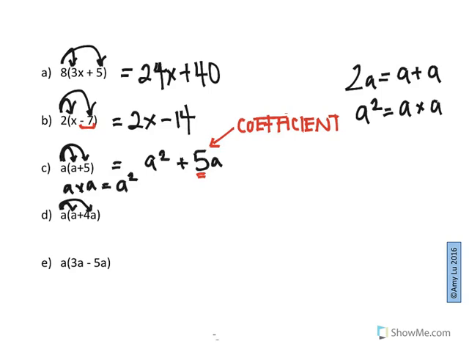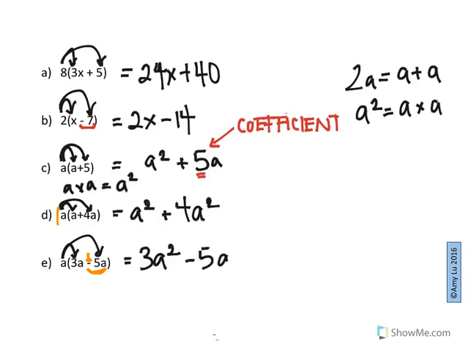Next one, D. A times a plus 4a. So a times a is a squared, like we talked about above, plus a times 4a. Since we pretend that there's a 1 in front of that a, 1 times 4 is just 4, and a times a is a squared. E. A times 3a is 3a squared. Then a times, and remember there's a negative sign, so you have to be really careful to notice that. A times negative 5a is negative 5a squared.